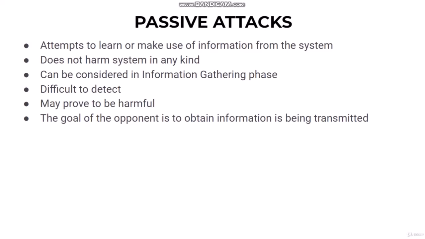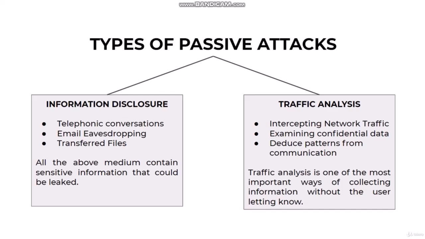Traffic analysis. A second type of passive attack, that is traffic analysis, is subtler. Suppose that we had a way of masking the contents of messages or other information traffic so that opponents, even if they captured the message, could not extract the information from the message. The common technique for masking content is encryption. Even if the attacker tries to analyze the information that is being sent over a network, if that information is encrypted, he may not know the contents. That is a way of dealing with confidential information.